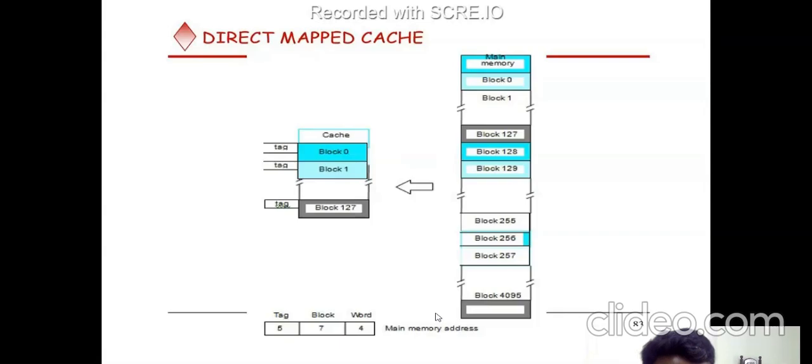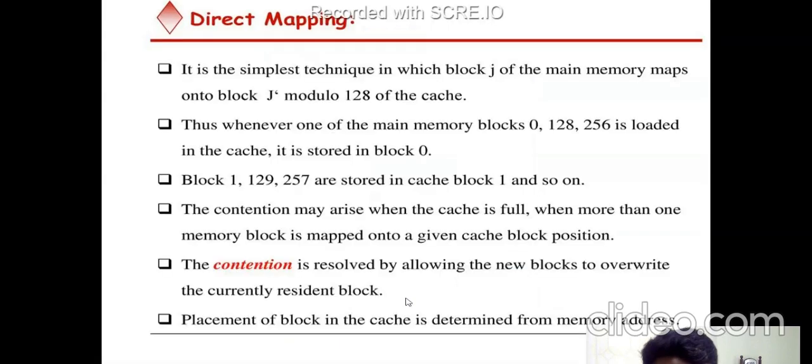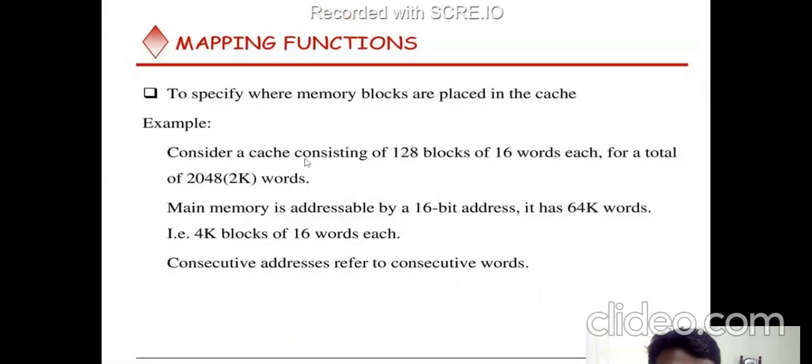Again, the main memory address is divided into three fields: tag, block, and word. The tag is 5 bits, the block is 7 bits, and the word is 4 bits, so totally a 16-bit memory address. Here we have chosen a cache memory of 128 blocks of 16 words each, so totally 2K words. The main memory has a 16-bit address, so it has 64K words, that is 4096 blocks of 16 words each. Our considered example is this much size.